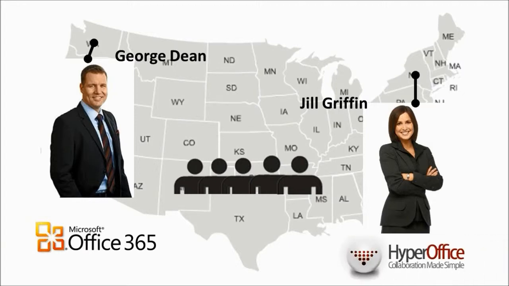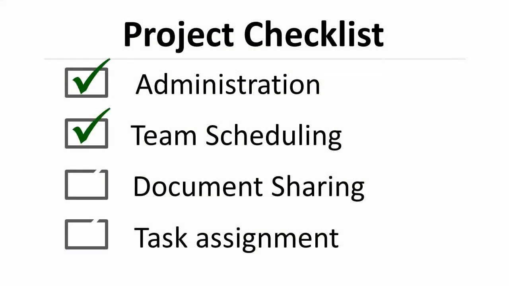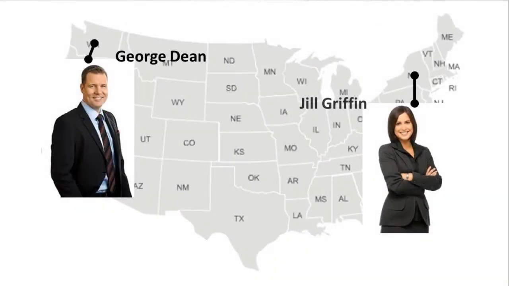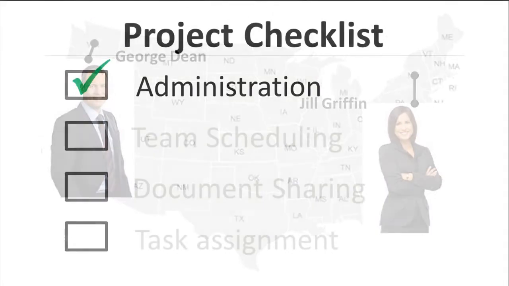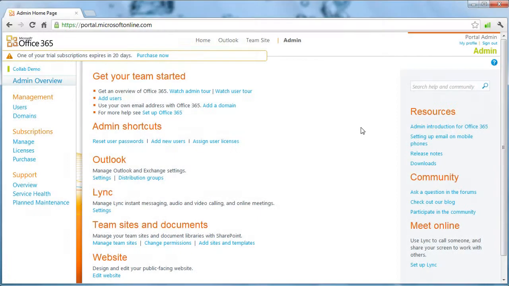Both George and Jill will go through the following steps: set up users, create a meeting, share a document, and assign a task. We will compare how George and Jill did in each section and keep the click counter running. First, let's see how George does with setting up users in Office 365.